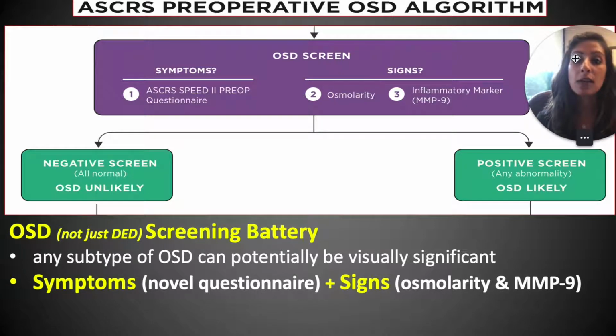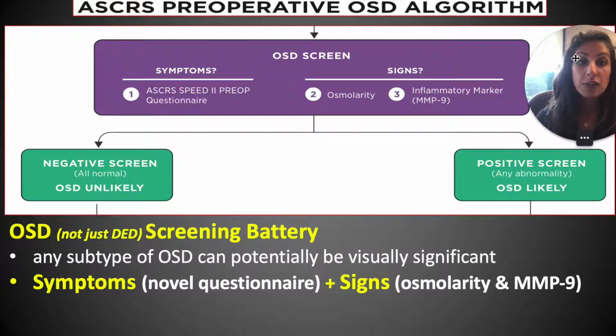So patients will get a questionnaire. There's the ASCRS SPEED 2 questionnaire, which combines the traditional dry eye MGD questions with questions that can help the cataract and refractive surgeon to identify patient goals.